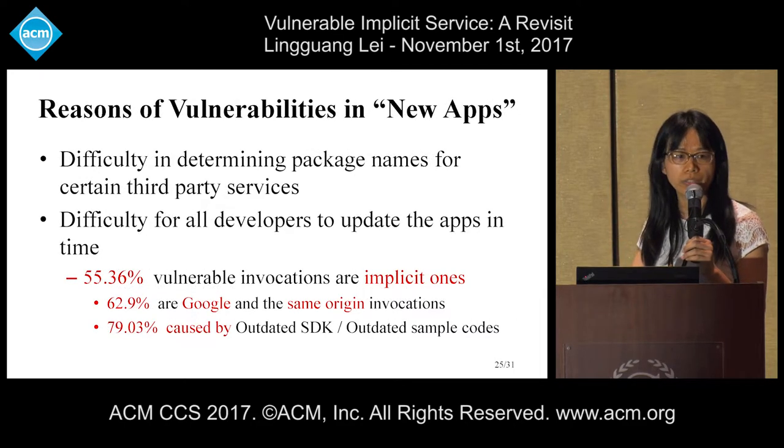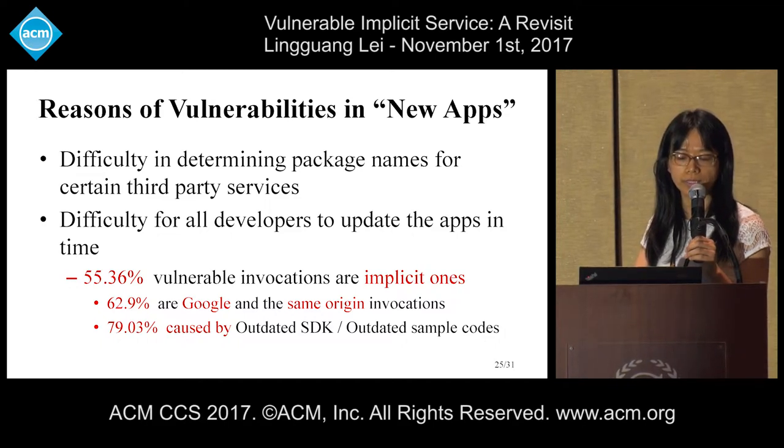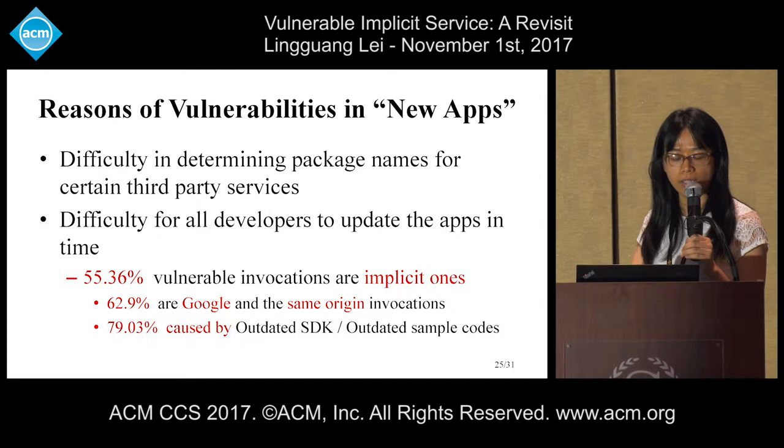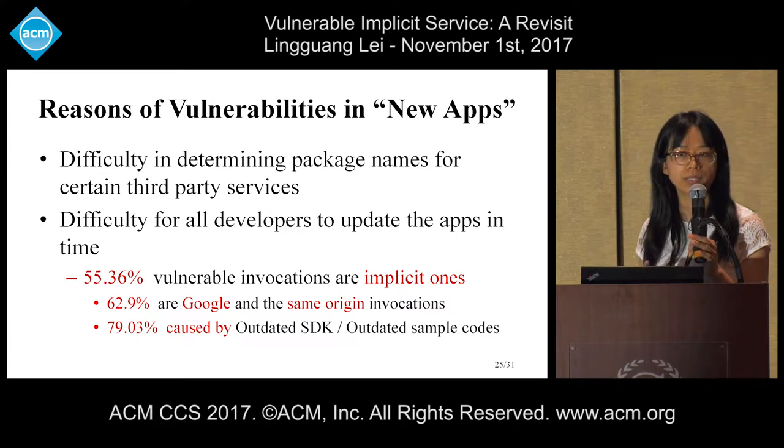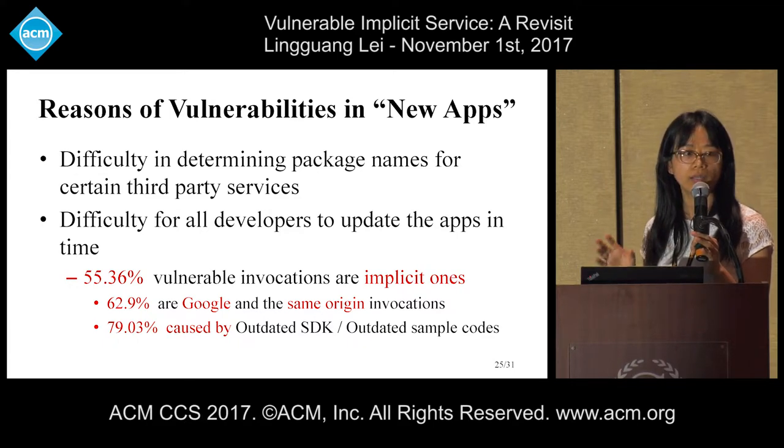In the above, we have just introduced the first reason for the vulnerable invocations in new applications. Here, I will introduce the second reason. That is the difficulty for developers to update the applications in time, because a static analysis found that about 20% of applications needed to be manually updated after the forbidden policy, because these 20% of applications contain implicit service invocation.